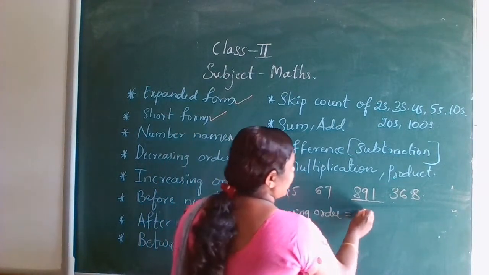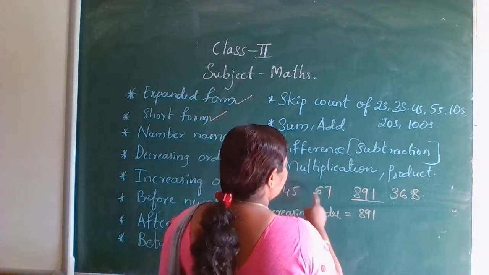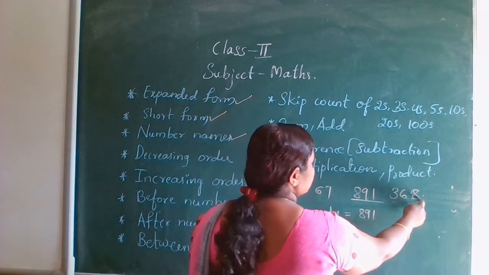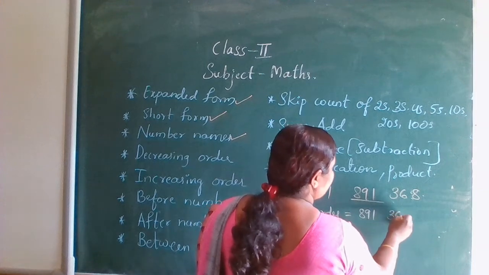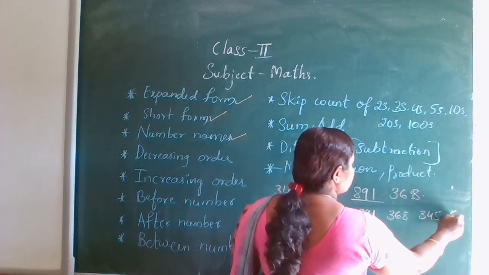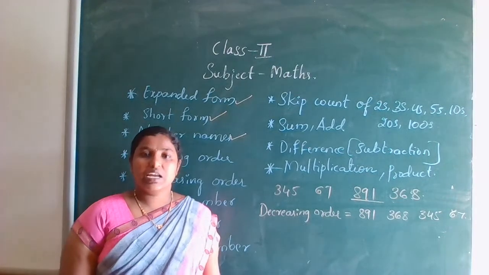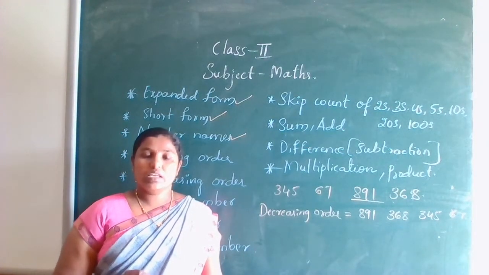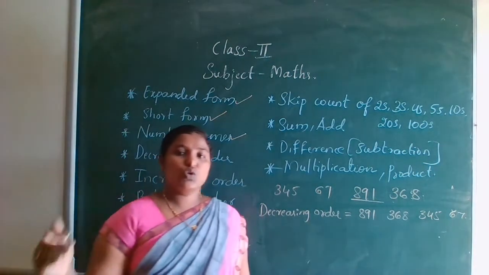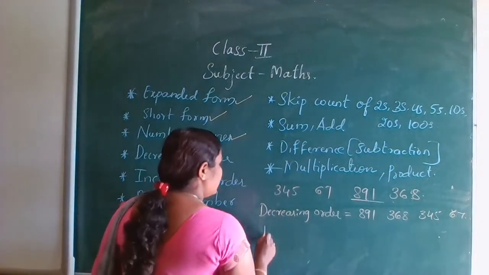first we should write the biggest number, 891. Next, compare the remaining numbers: 345, 368, 67. Which is the biggest? 368. Then 345, 67. This is decreasing order or descending order. Descending or decreasing in the sense, the given numbers we should write from the greatest to the smallest number. That is known as decreasing order. Increasing.